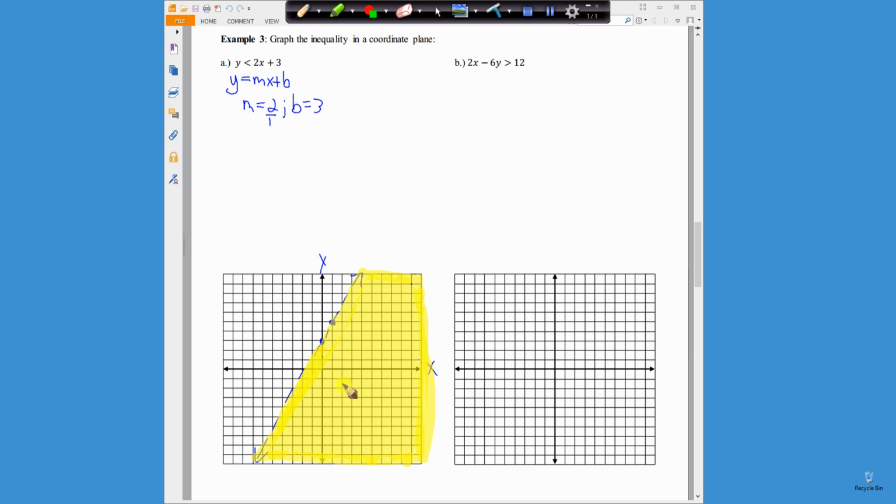If you are confused, you can pick a point here in an area that you think is the solution region and then test the point. You can substitute an ordered pair in here and test it. But it's not really necessary once you've got the equation in slope-intercept form. Again, less than means shade below, greater than means shade above. You just have to make sure you do your math correctly when you put them in slope-intercept form.